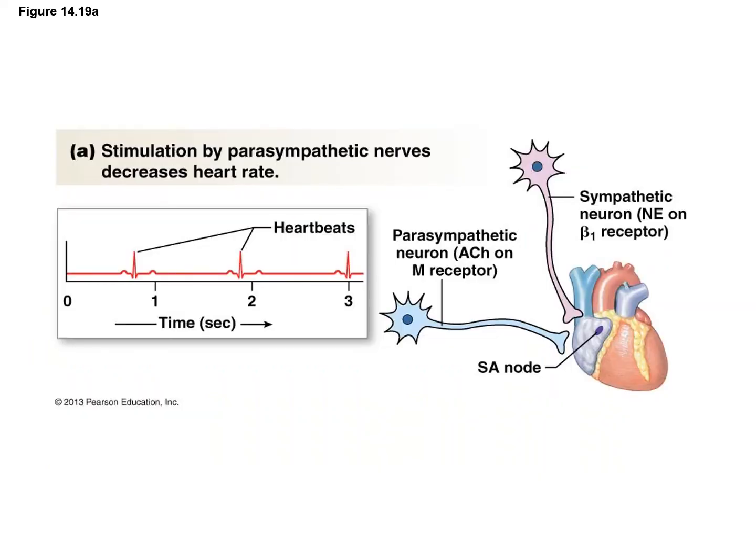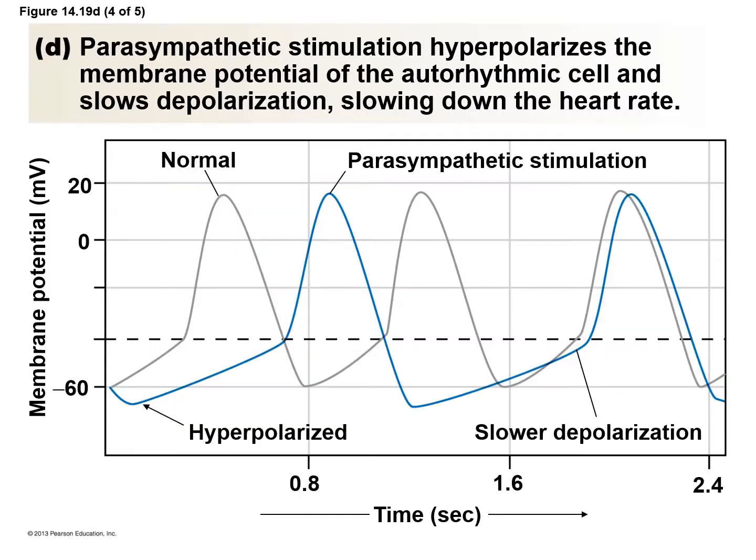From sympathetic, we'll now move to the parasympathetic neurons. Parasympathetic in general, if you remember, is rest and repose, or rest and relax. So that means the parasympathetic nervous system is going to slow down or decrease heart rate. As you can see in this diagram, it's going to have more space between the beats. Like I said, parasympathetic nervous system stimulation is going to slow down the heart rate.